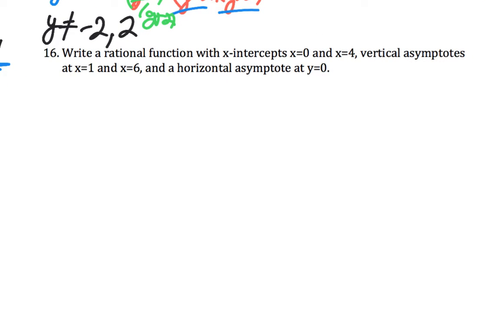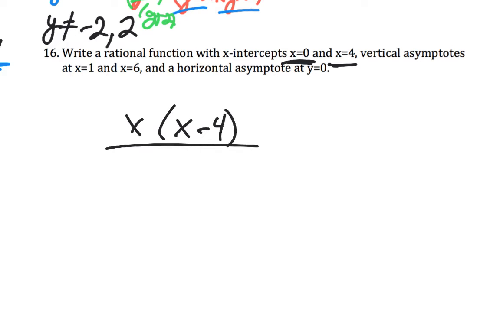All right, 16. Write a rational function with x-intercepts at x equals 0. So that means I need an x in the numerator. X equals 4. So that's going to be an x minus 4 in the numerator because it's x-intercepts. We have a vertical asymptote at x equals 1. So that's going to be an x minus 1. And x equals 6. So x minus 6.